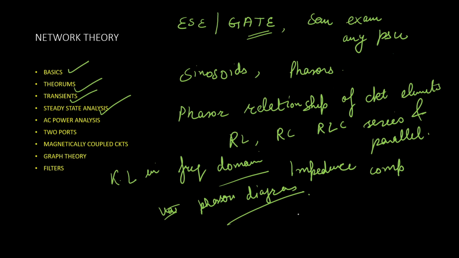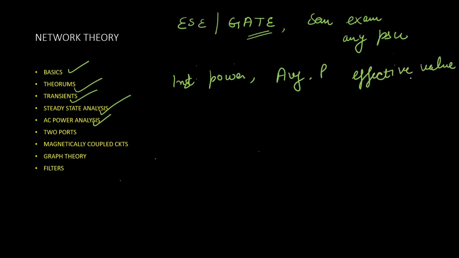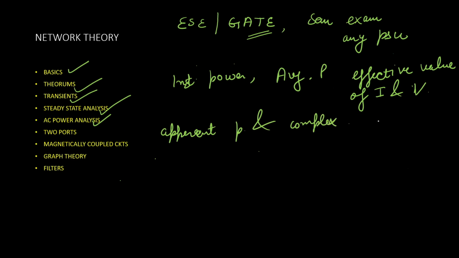After that, in AC power analysis, we will learn about what is instantaneous power, what is average power, the effective value of current and voltage, I and V, what is apparent power and complex power, and the average value of periodic waveforms, various kinds of periodic waveforms.